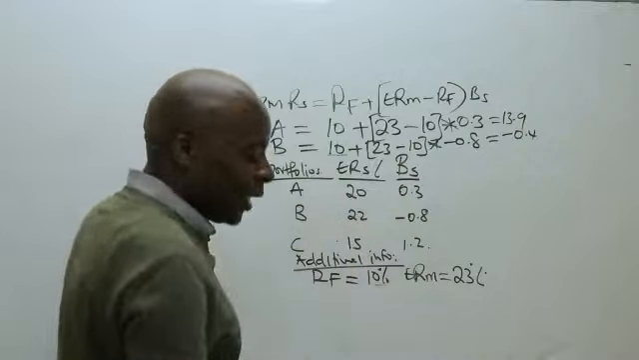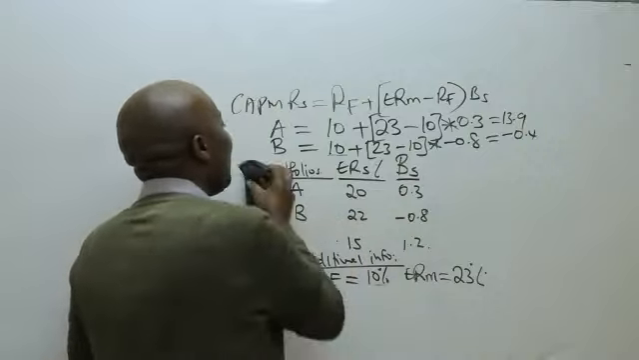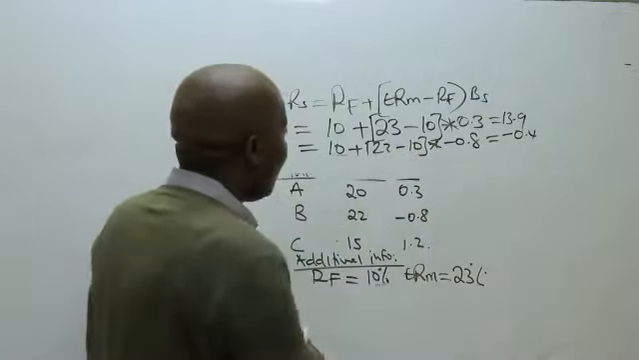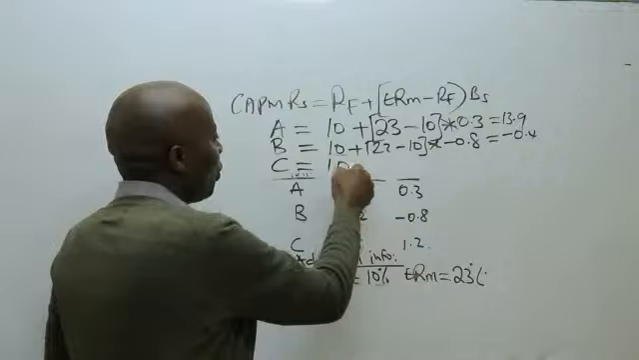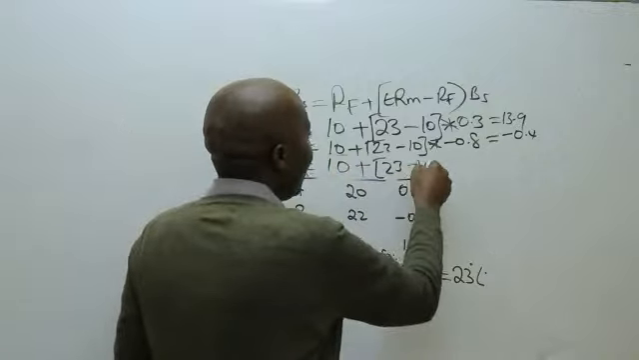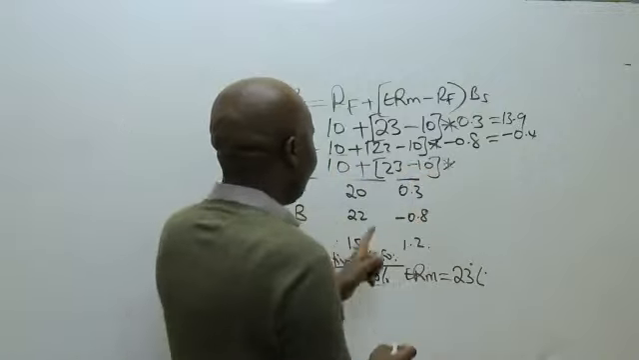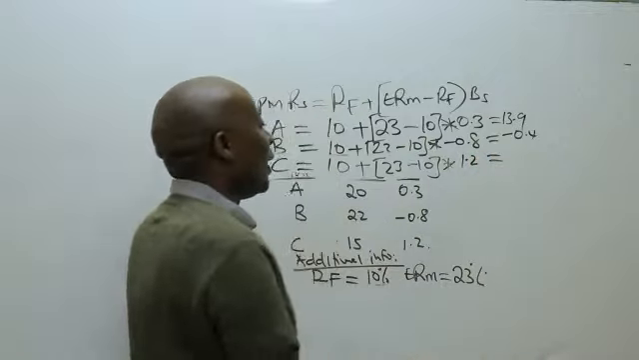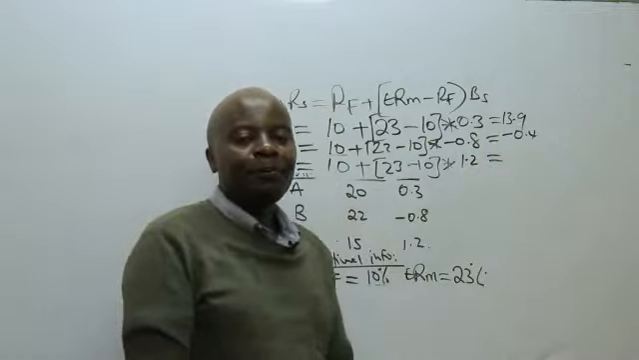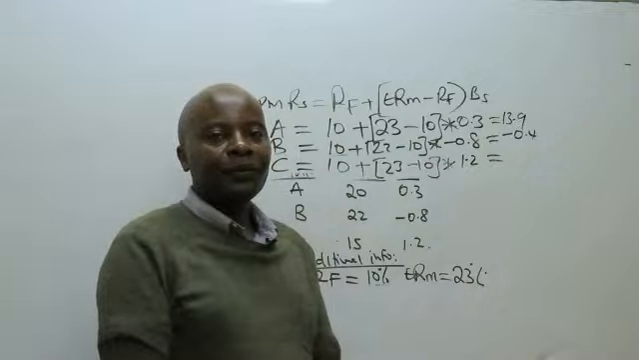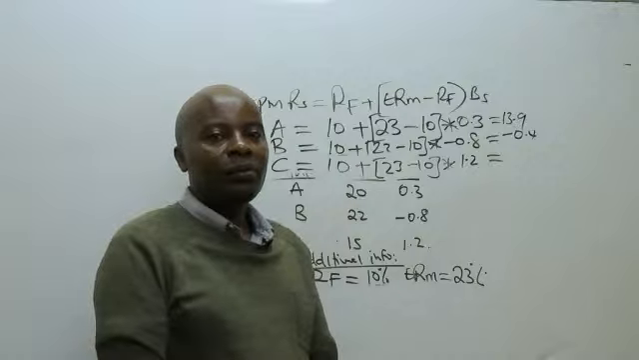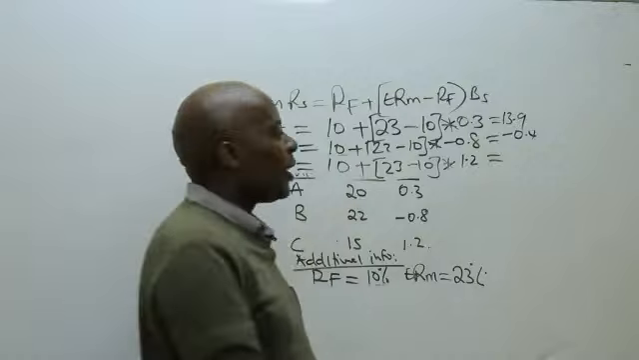So please go ahead and evaluate the CAPM returns of C. Give us the CAPM returns of C. This will be 10 plus 23 minus 10 times 1.2. This one, ladies and gentlemen, will give us what figure at the end of the day for C? 25.6.